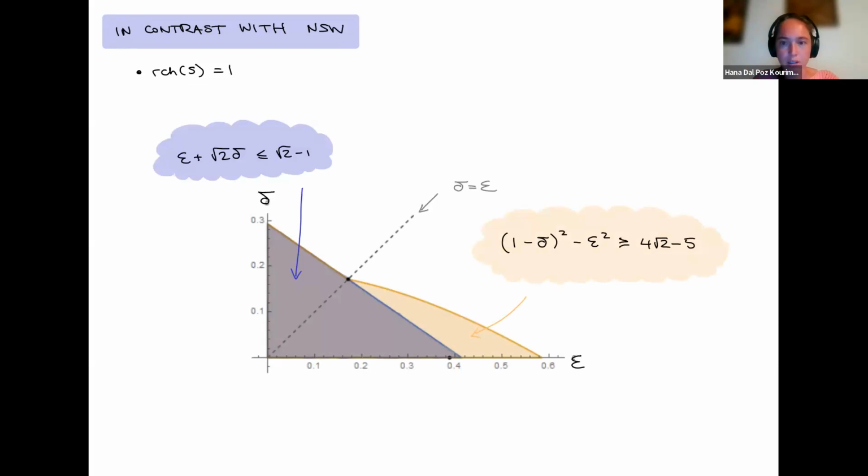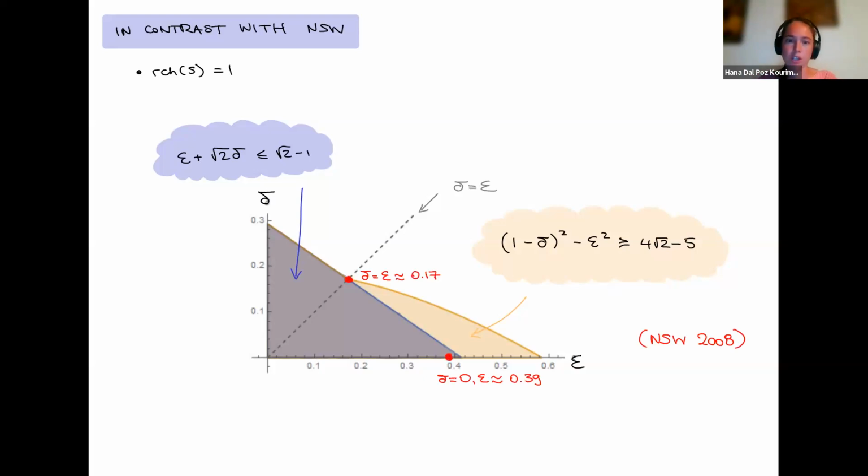And the striking thing is actually that the bounds are tight. So really, these are all the values of delta and epsilon with which you can recover the homotopy type of the set S.